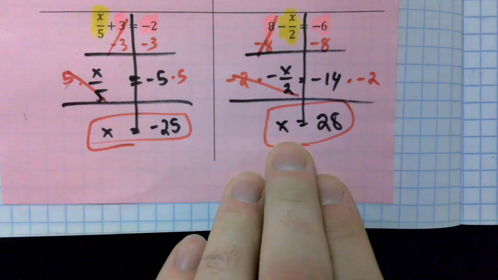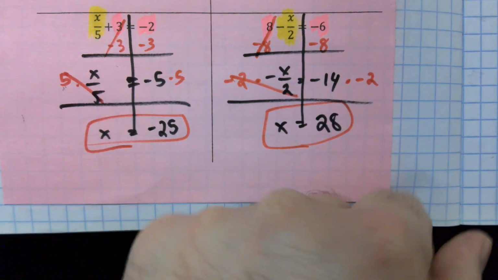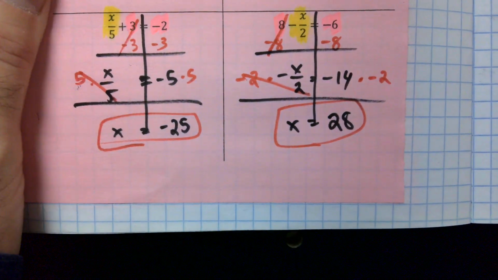You guys got 28, right, for that last one? Okay. Quick show of thumbs. How much sense is this making? Thumbs up makes a lot of sense. Thumbs sideways makes a little sense. Thumbs down makes no sense. Okay.